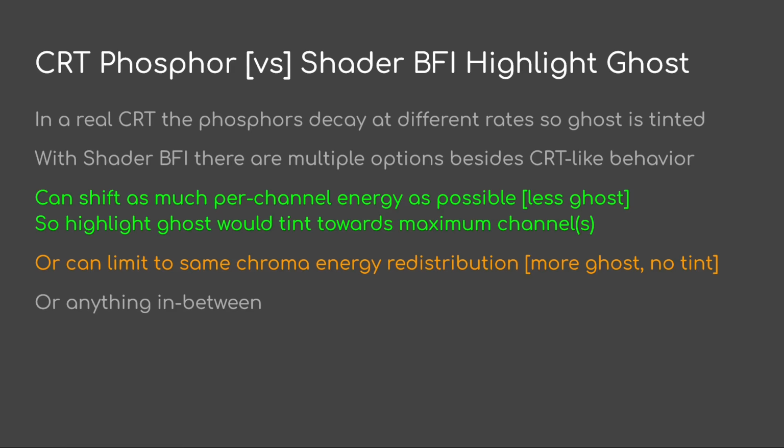Alright, so let's talk about the difference between CRT phosphor ghost and shader BFI highlight ghost. In a real CRT, the phosphors decay at different rates, so the ghost is tinted. With shader BFI, there are multiple options besides CRT behavior. We can shift as much per channel energy as possible to reduce the ghosting, and we can leave some amount of tinting. Or we can limit to the same chroma across all the frames in the set. Therefore, we have a little bit more ghost, but no change in the tint. And we can do anything in between.